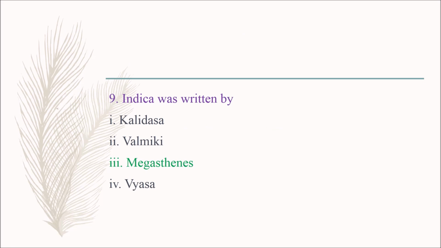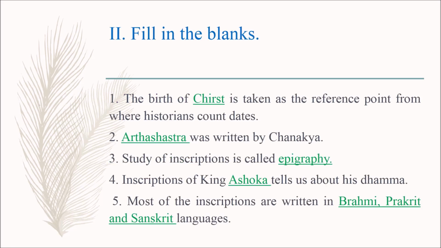Question number 9. Indica was written by option number 1, Kalidasa. Option number 2, Valmiki. Option number 3, Megasthenes. Option number 4, Vyasa. So the answer is option number 3, Megasthenes. Roman letter 2, fill in the blanks. Question number 1. The birth of dash is taken as the reference point from where historians count dates.